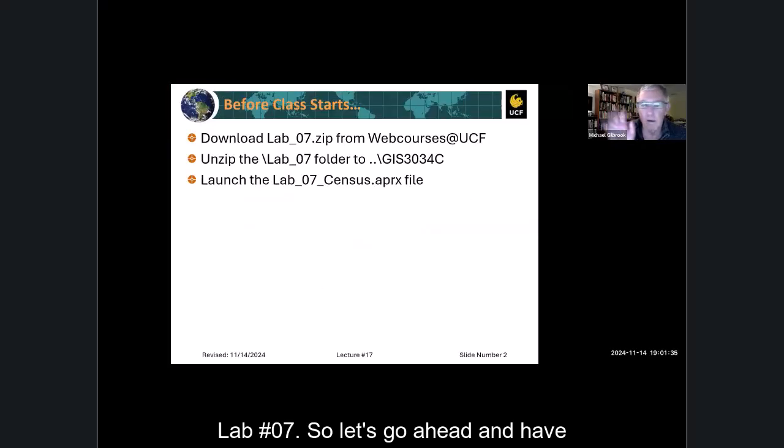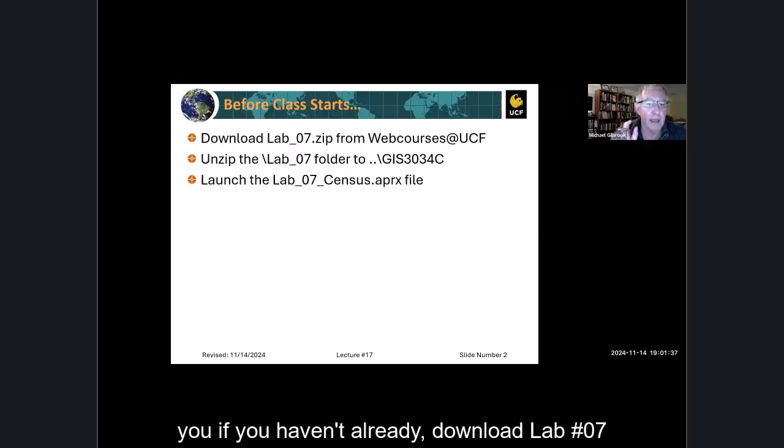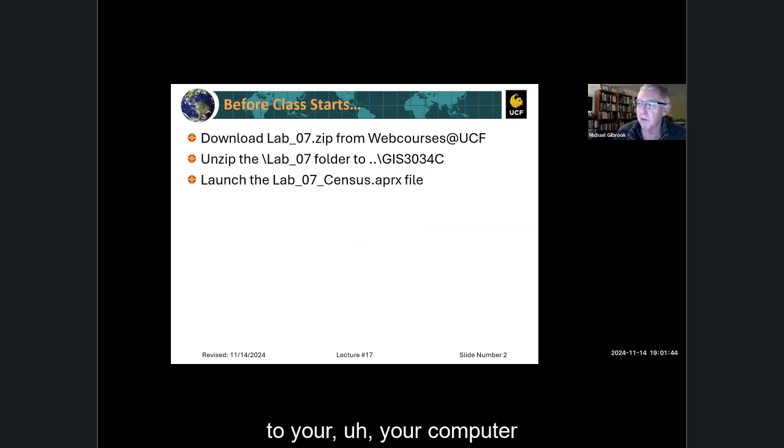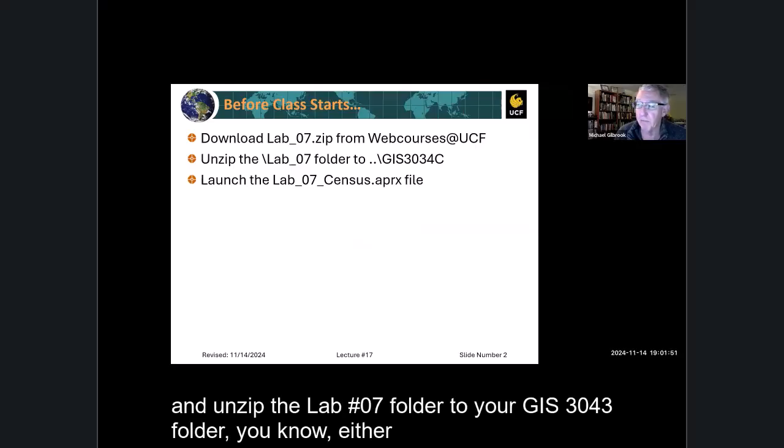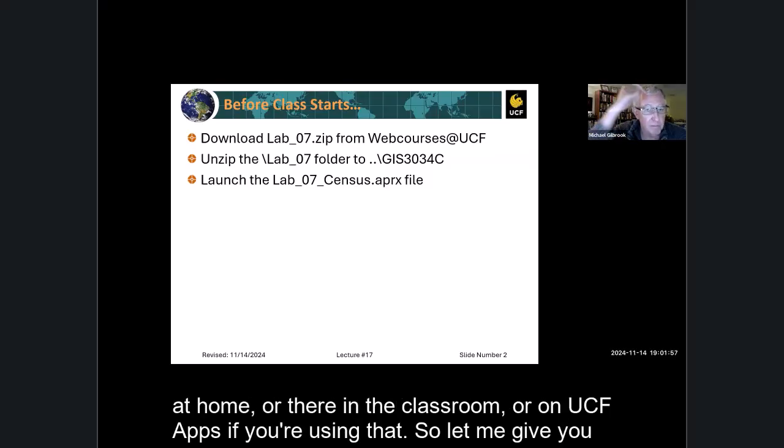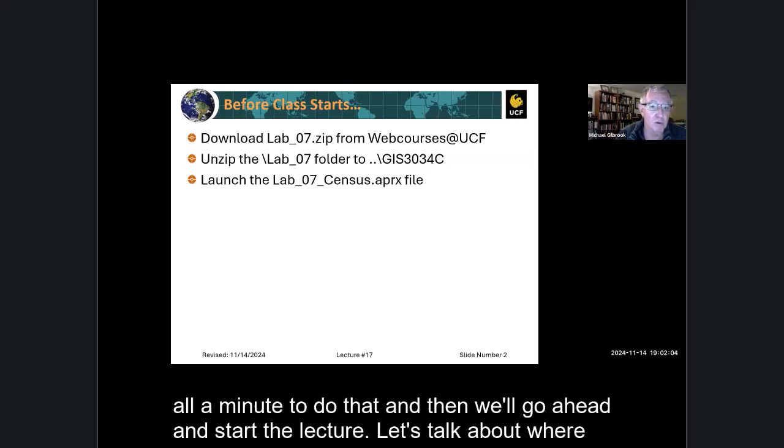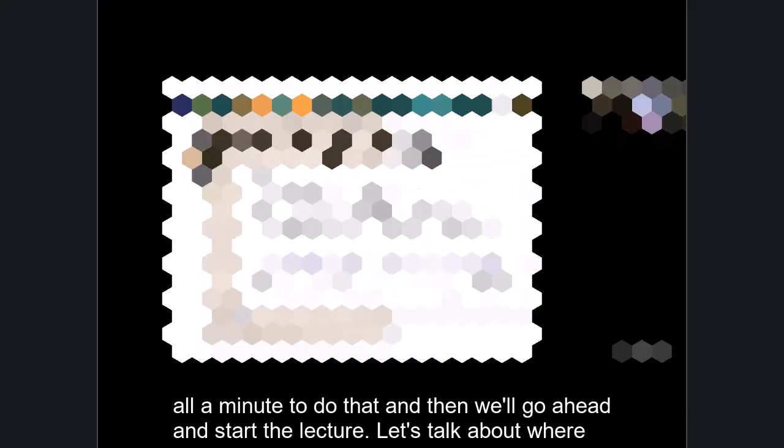So let's go ahead and have you, if you haven't already, download lab number 7 to your computer and unzip the Lab 7 folder to your GIS 3043 folder, either at home or there in the classroom or on UCF apps if you're using that. So let me give you all a minute to do that, and then we'll go ahead and start the lecture.